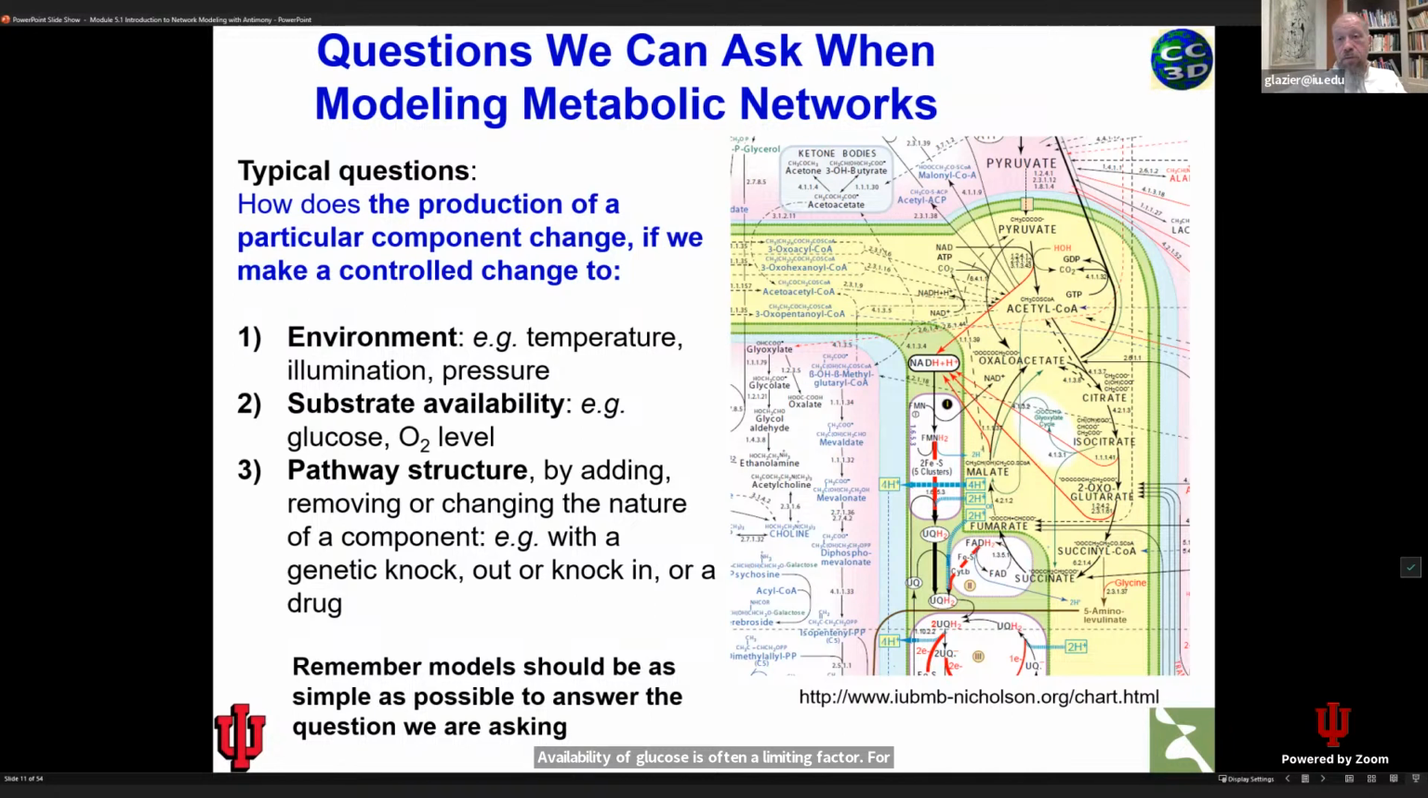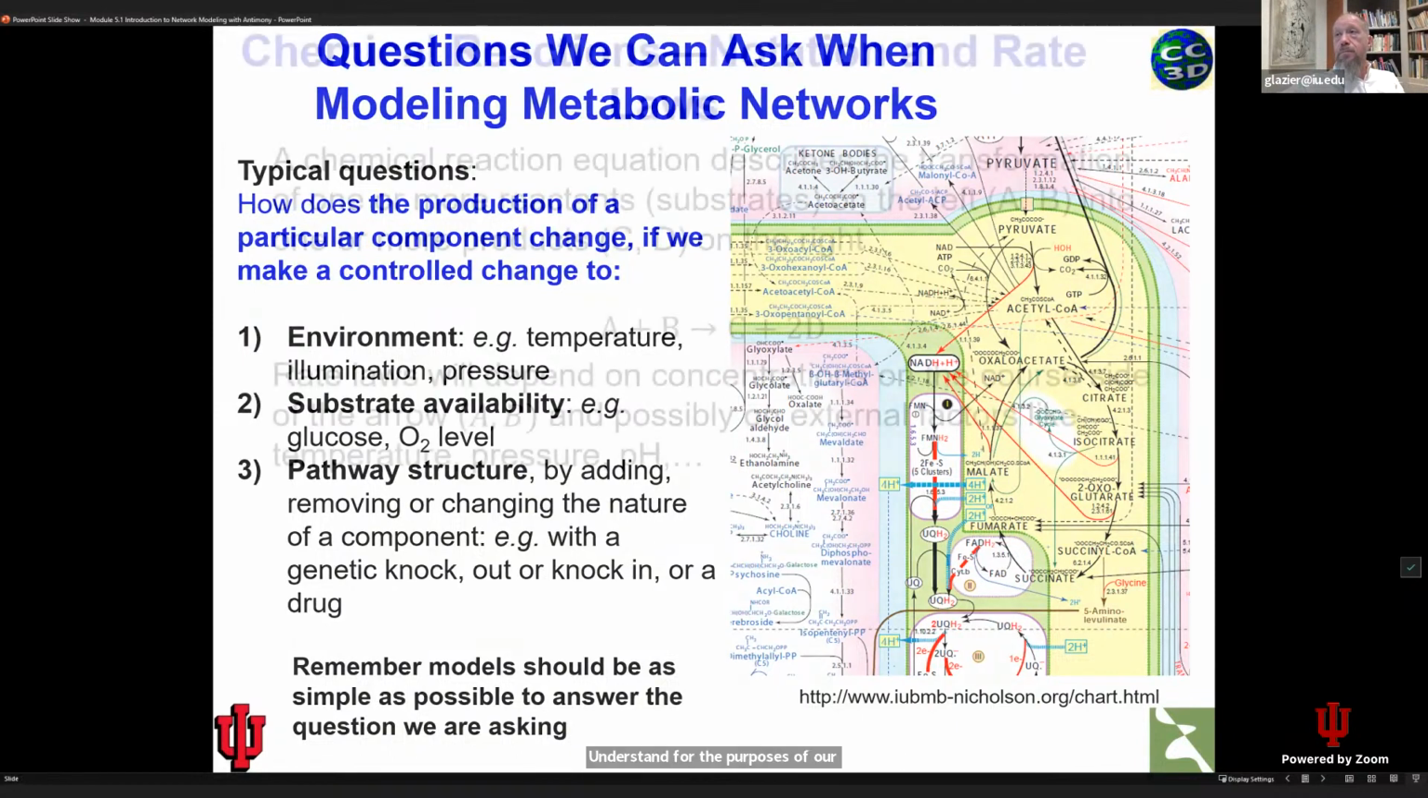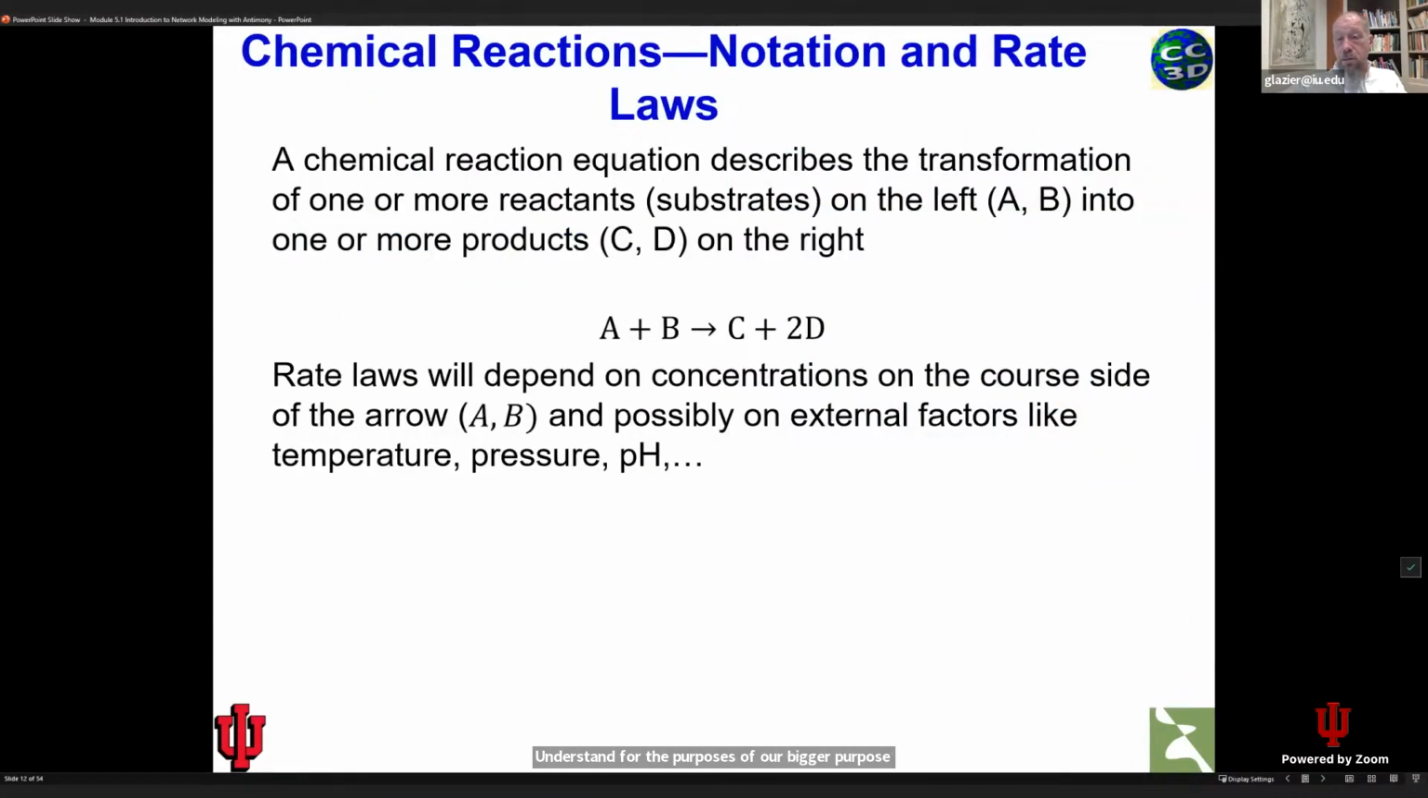We might want to think about pathway structure. What happens if we add a pathway or knock out a pathway in a particular situation, or use a drug to block a pathway? Again, the complexity here is intimidating, and we're going to normally neglect all of it and assume it works, unless there's a specific small subregion of it that we have to understand for the purposes of our bigger purpose. On the other hand, there are certain basic concepts that we're going to need. They're going to be very, very simple, not those complex models there.